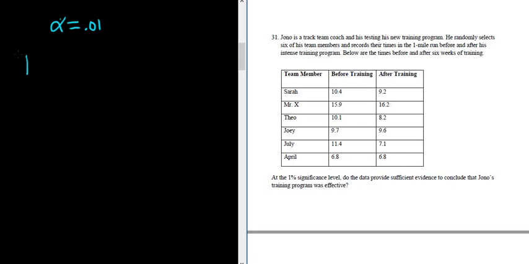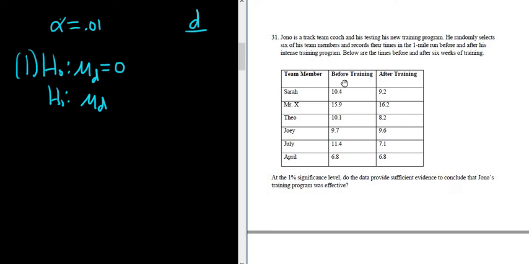So the very first step is to set up the null and alternative hypotheses. This is actually the hardest part of the problem. So for the null hypothesis, it's always mu sub d equals zero. And for the alternative, well, that will depend on the question. So first of all, what are the d's?